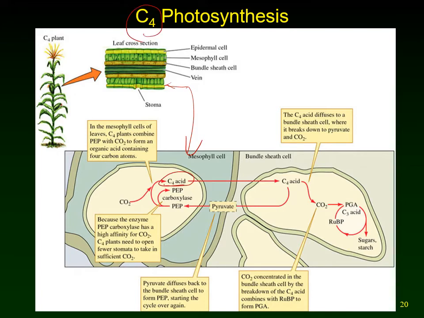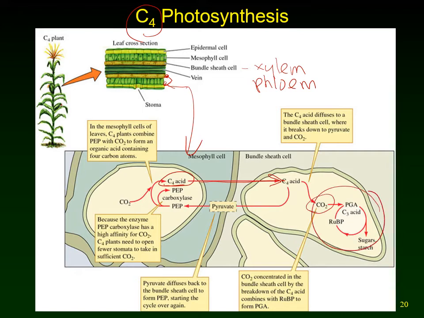Then it transports that from that mesophyll cell up into a bundle sheath cell, which is a cell that is around the veins. And the veins, remember, are xylem and phloem from your general biology class. The xylem brings the water up to the leaf, and the phloem takes the nutrients away from the leaf. So that C4 acid has moved into that bundle sheath cell, and then the C4 acid will just release its carbon dioxide into the cell.